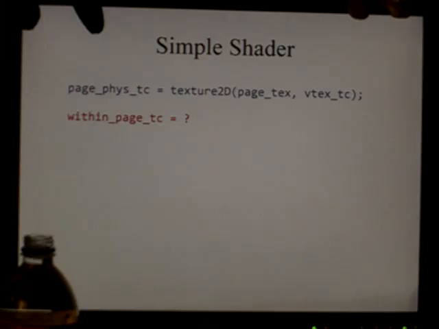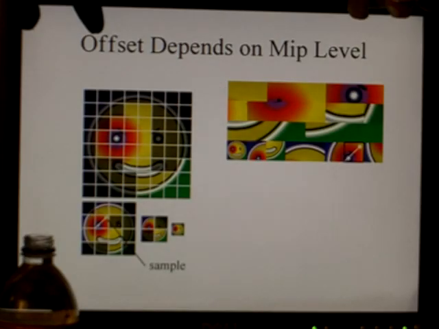And there's a little subtlety here. The amount that I need to offset by is going to depend on the MIP level of the page table here. And let me explain what I mean by that. If I'm sampling from this particular virtual texture coordinate on the left, I have some particular offset, and then I'll use the same offset in the physical texture here.